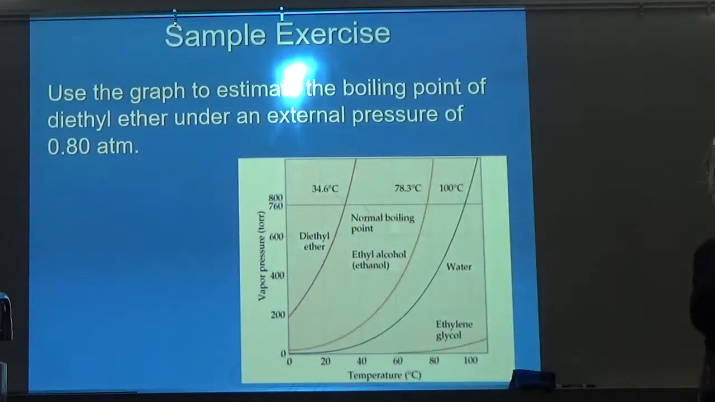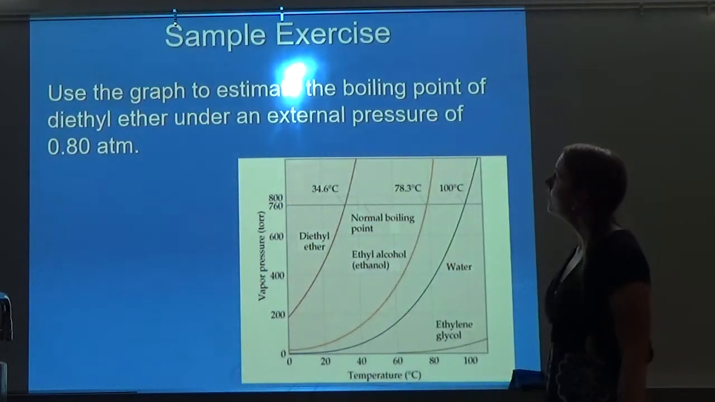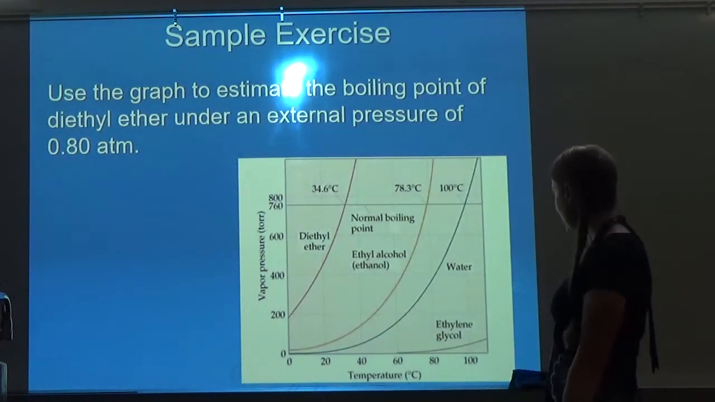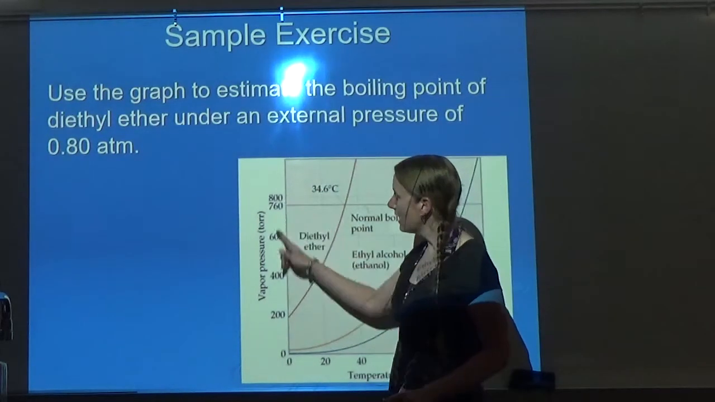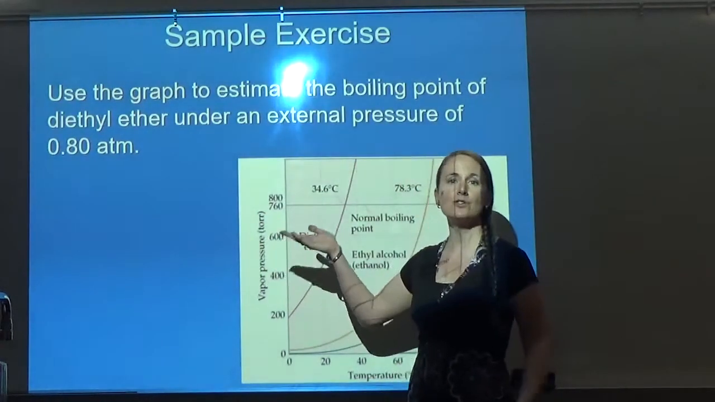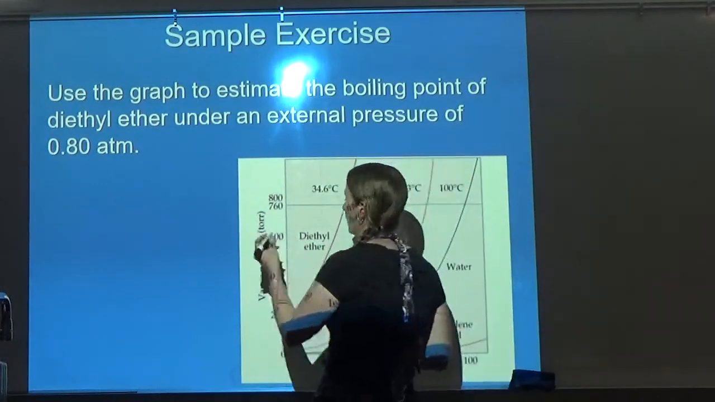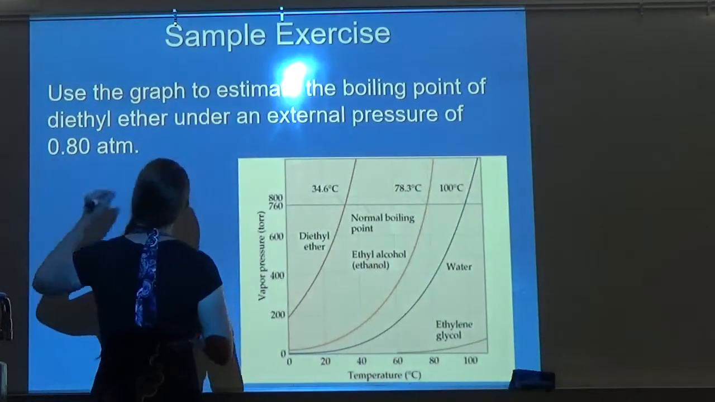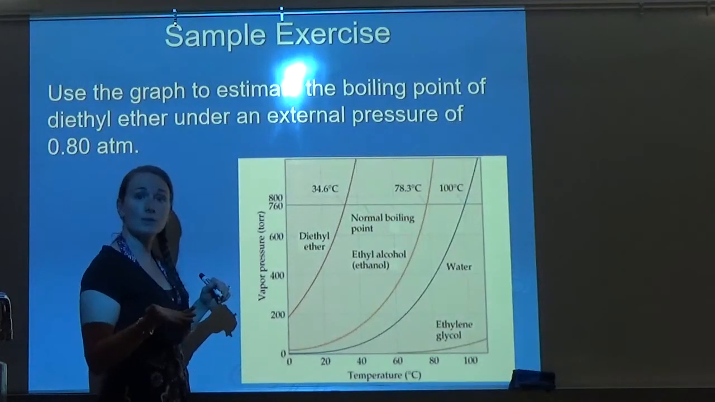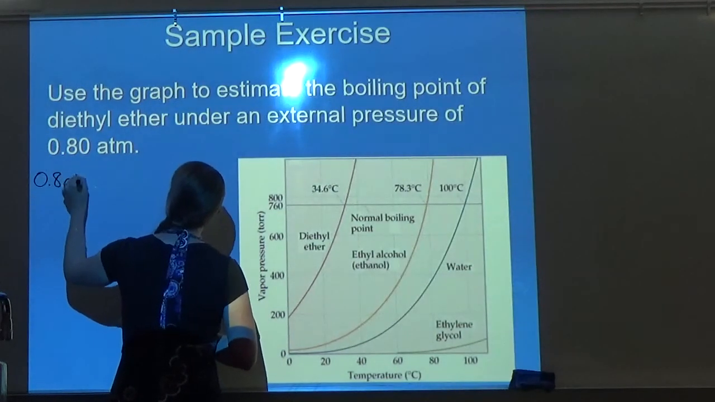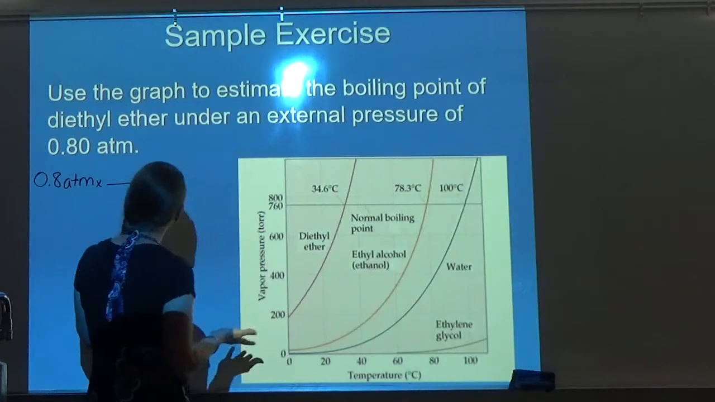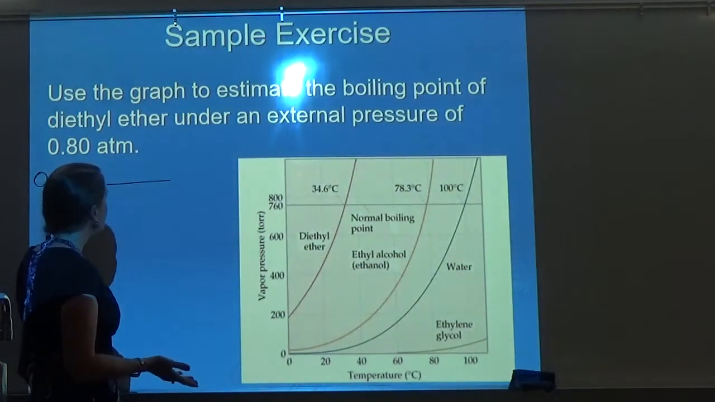So let's look at an example together. It says, use the graph to estimate the boiling point of diethyl ether under an external pressure of 0.8 atm. Well, the problem is they gave me 0.8 atm, but on the graph it's in torr. So the first thing I need to do is change 0.8 atm to torr. Hopefully you watched the last section, the 13.1 lesson video, because that's when I showed you pressure conversion. So we have 0.8 atm, and from my pressure conversion, I know 1 atm is 760 torr.